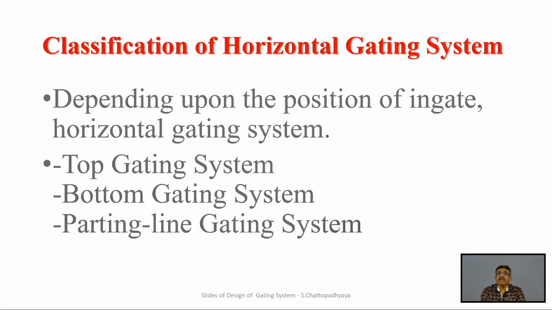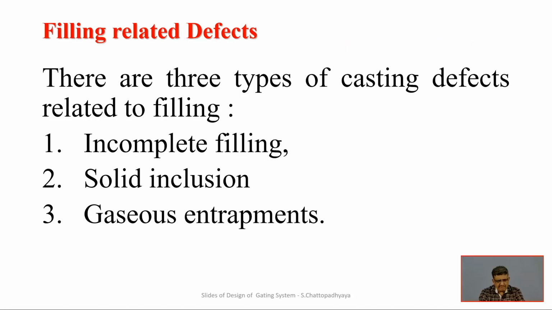And there are filling related defects, and there are many. I have already told that there are 27 standard defects in sand casting, and many defects are associated with these gating systems and the liquid flow associated with those processes. One is incomplete filling. Incomplete filling is a very difficult problem because some part of the mold is very hungry for the molten metal, and at last it is deprived of the molten metal. So what results? Incomplete filling.